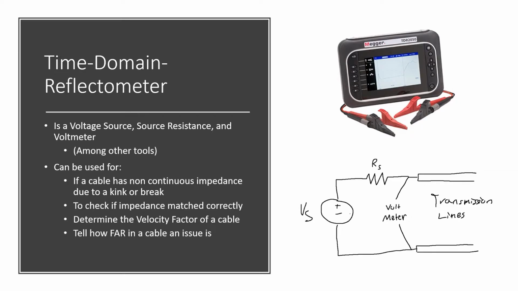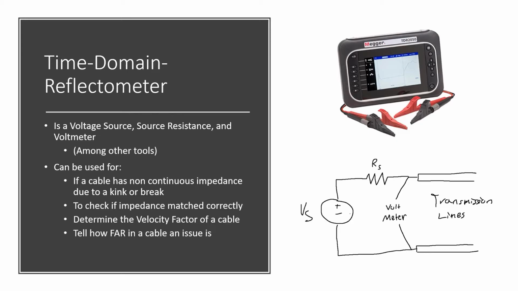In its most simplistic form, it's basically a voltage source connected to a source resistance with a voltmeter in parallel that you then connect to some transmission lines. But the reason you'd use a TDR is that if you're using a cable and it has a non-continuous impedance due to a kink or a break, and you want to know where in that cable that break is, or even if one exists, you can use the TDR to measure that cable and see if a reflection comes back. If you want to check if your circuit's impedance is matched correctly, you can throw it in and see if a reflection comes back at all, which if impedance matched, it shouldn't.